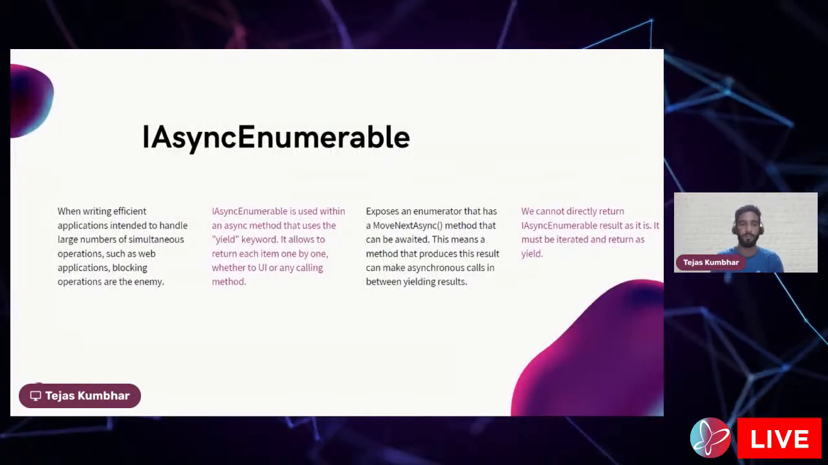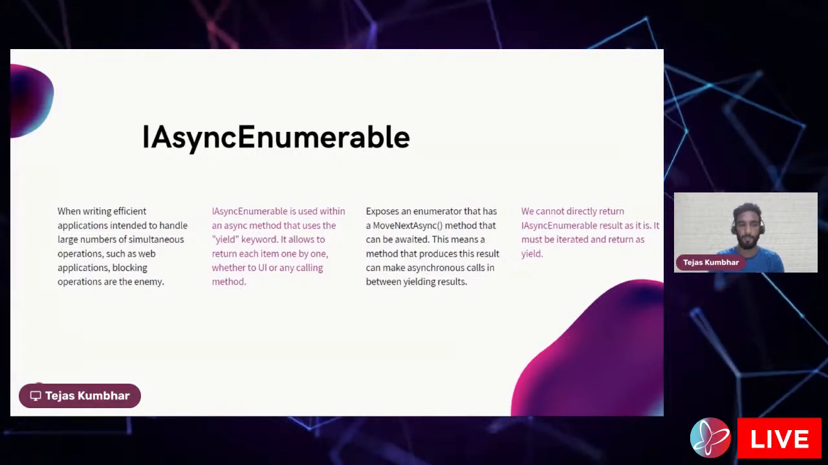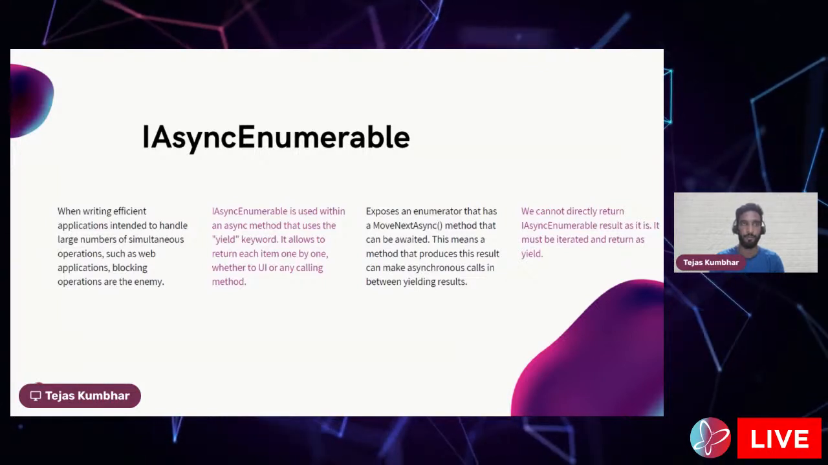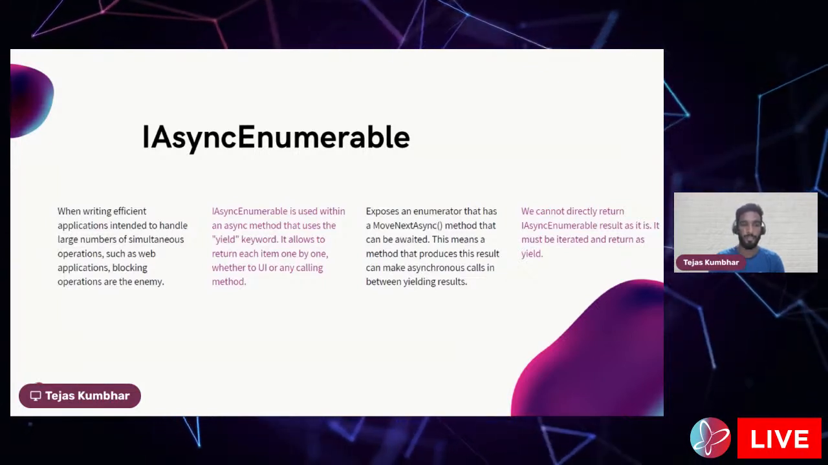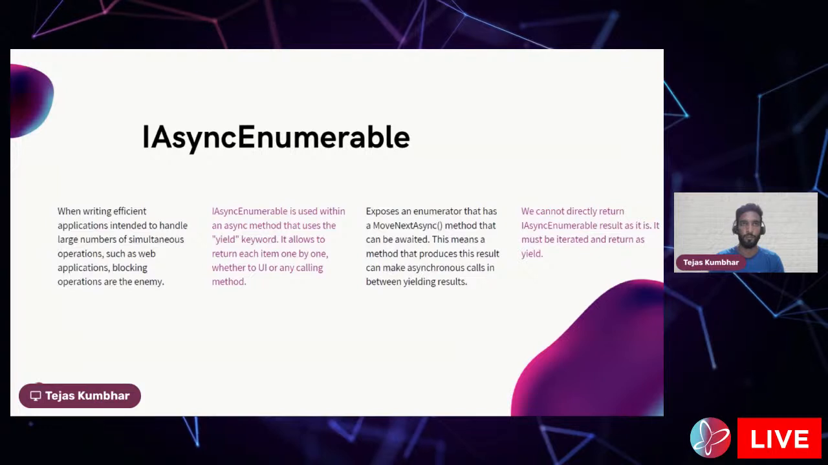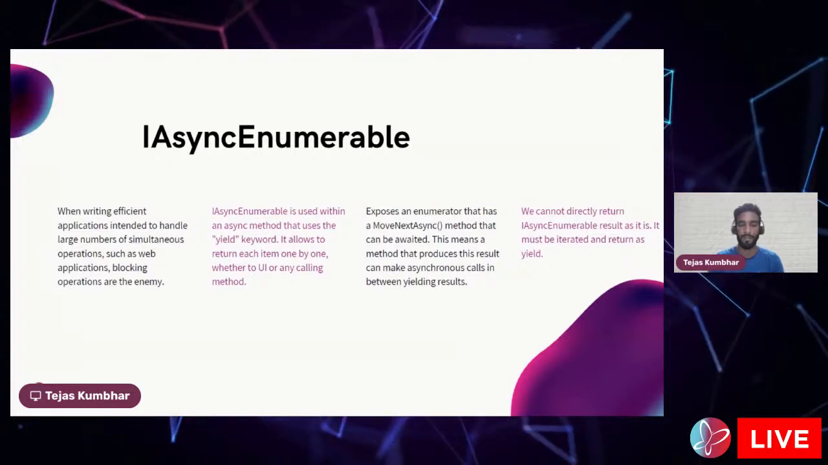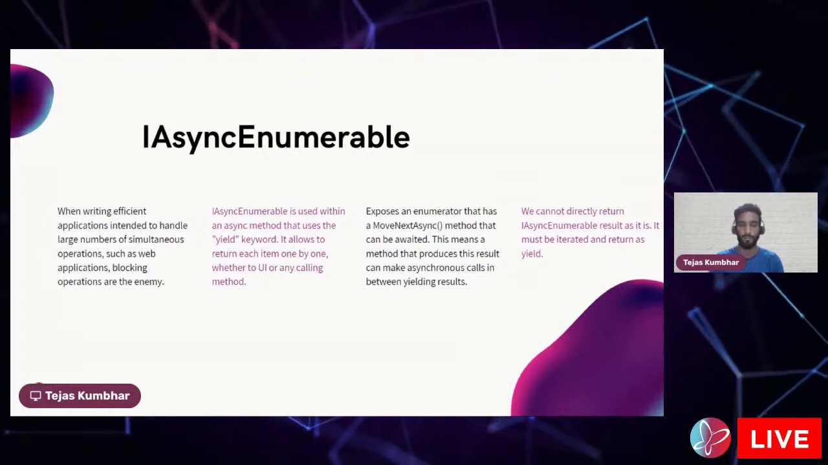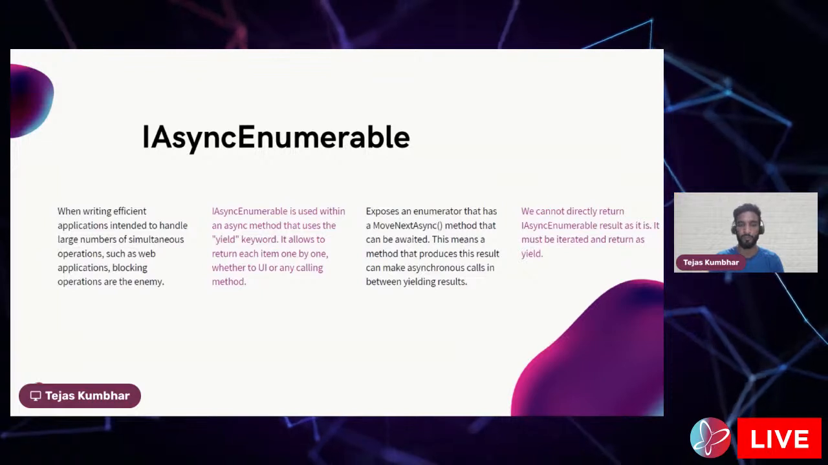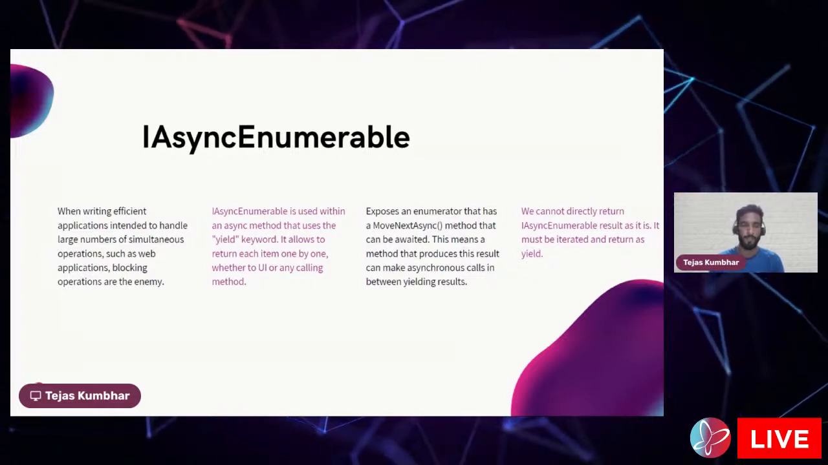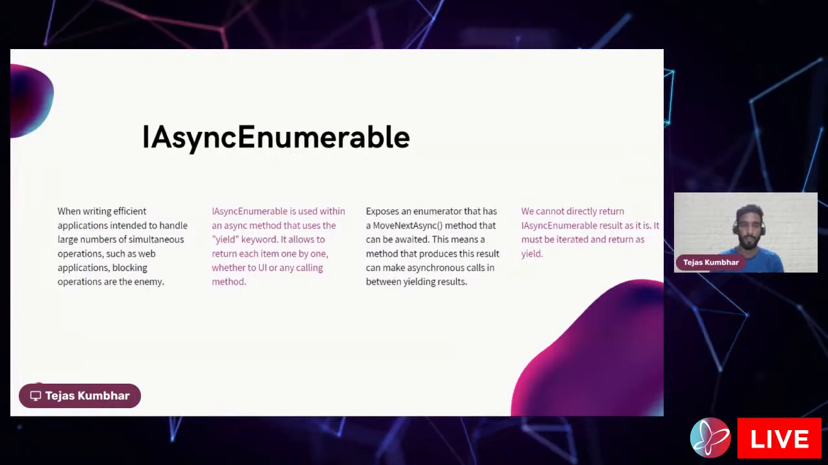So let's talk a little bit about IAsyncEnumerable. Consider a scenario where you are building an application that requires a number of simultaneous operations. You will basically go with an async call, but an async call also comes with a little bit of waiting time for a user. As I said earlier, if a user is requesting 100 records, he needs to wait for all those 100 records to be loaded in the front end. That provides some blocking operation, or we can say waiting time, to a user. And to avoid this, IAsyncEnumerable helps a lot.